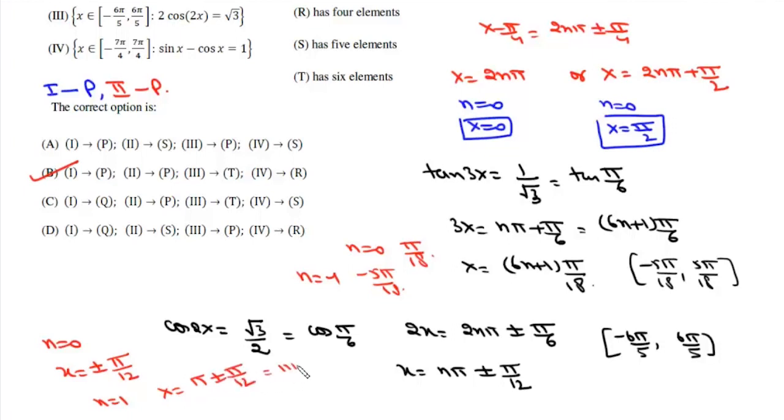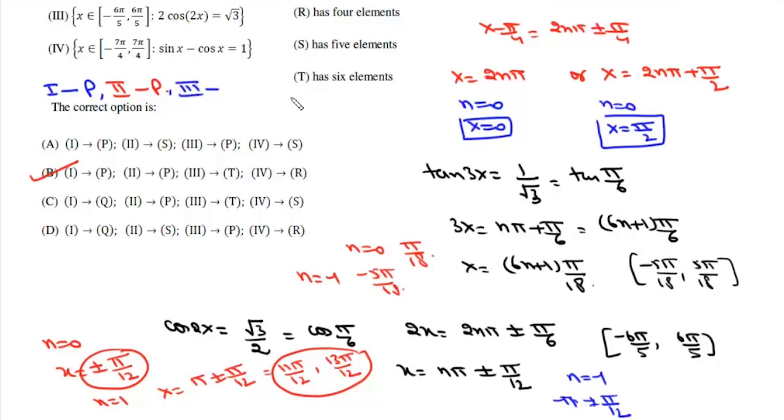Now this is 11 pi by 12 and 13 pi by 12. Now basically 13 by 12 is less than 6 by 5. So we have these two values. So we have these two and these two values. And if we put n as 2, then it will obviously be greater than 6 pi by 5. Now if we put n as minus 1, then it will be minus pi plus minus pi by 12, which again will lie in this interval. So here we have 6 values. So this third one matches with T.